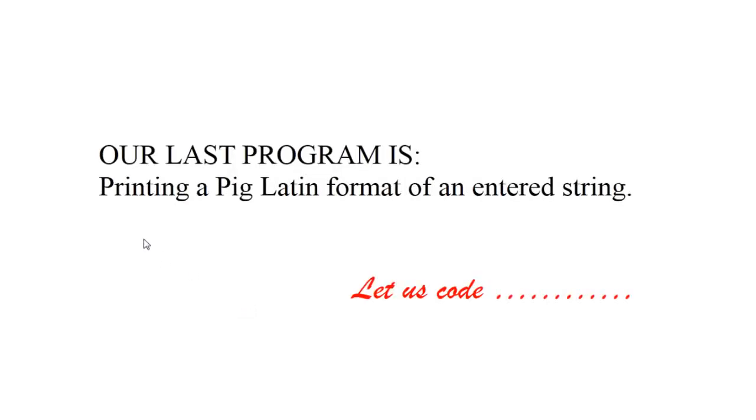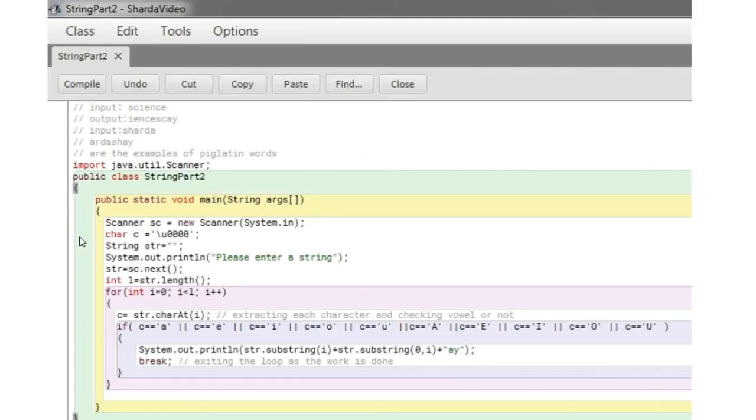Our today's last program is printing the piglatin format of an entered word. This is the string that you are asking to enter, storing it in str, finding out the length. You are reading each character of the string, so it will go from 0 to less than l, extracting the character one at a time, 0 then 1. You're checking whether the extracted character is a vowel or not, uppercase and lowercase both.